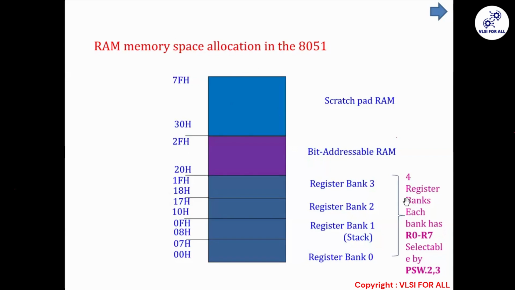Even this diagram is trying to tell us that there are 4 register banks and each bank has R0 to R7, and how they are selected by the program status word. These banks are selected by which bits of program status word? 2 and 3 bit of program status word. Expecting you understood it. In case of any problem, please ask me.